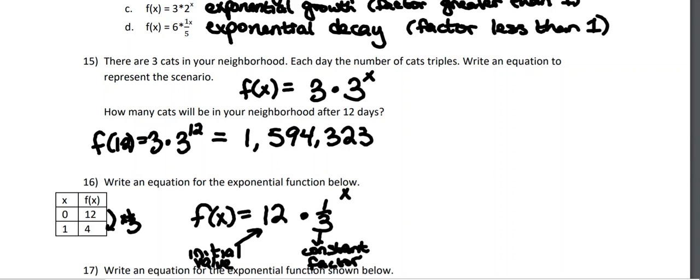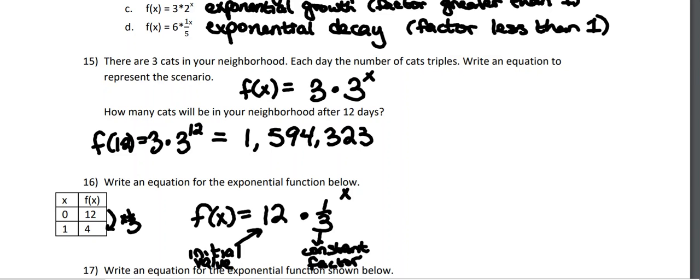it is tripling. Question 16, write an equation for the exponential function below. So if you look at the table, I gave you the initial value, right? When x is 0, f of x is 12, so that gives you your starting amount. And then to get from 12 to 4, well, we have to look for a factor, okay? If it's exponential, we have to look for what did we multiply by.